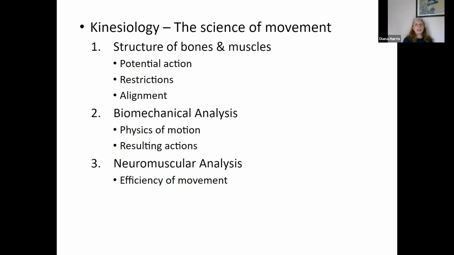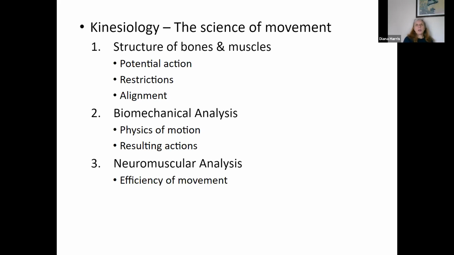So a simple thing like continually carrying your backpack only on your right side begins to change the alignment of the body and make the body less efficient. So those are the things we're going to be talking about when we learn about the bones and the muscles. Then we're going to be talking about something called biomechanical analysis. And that just means looking at how motion occurs.